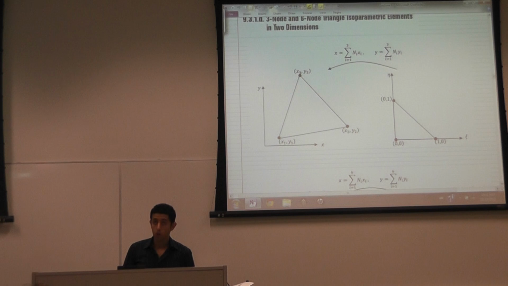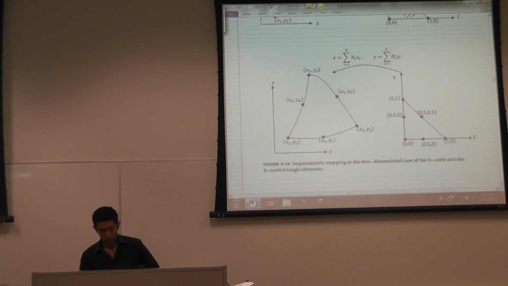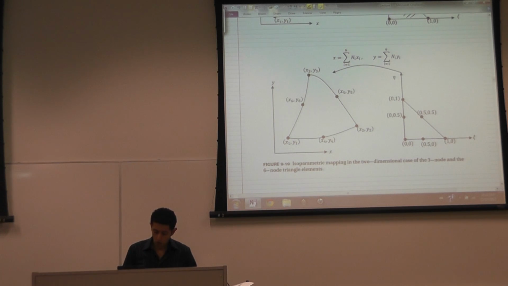The general triangle element, this is the isoparametric shape of it, and the triangular element, you can model a curved shape with a triangle, and in the perfect world coordinate system, it looks like this.